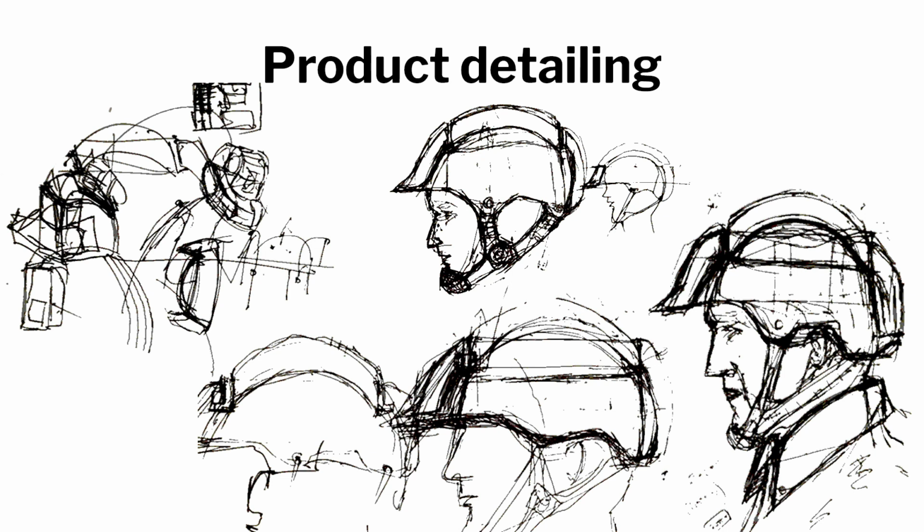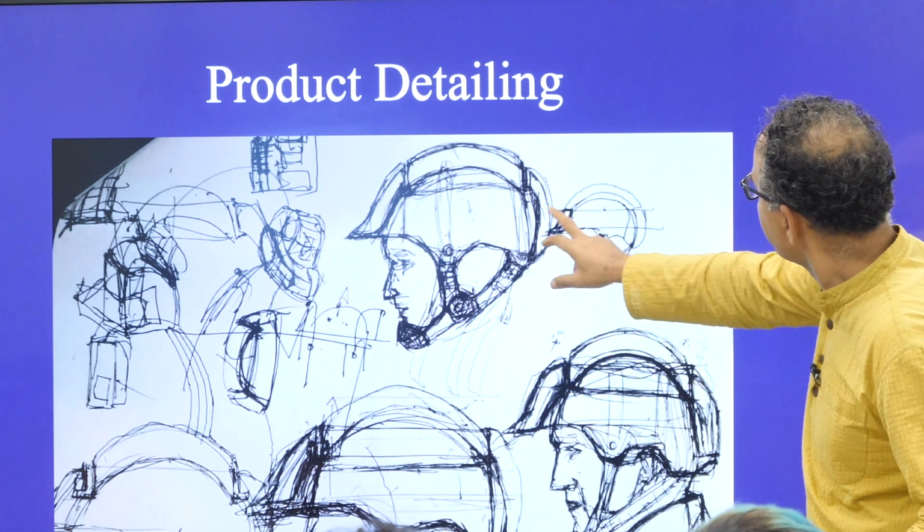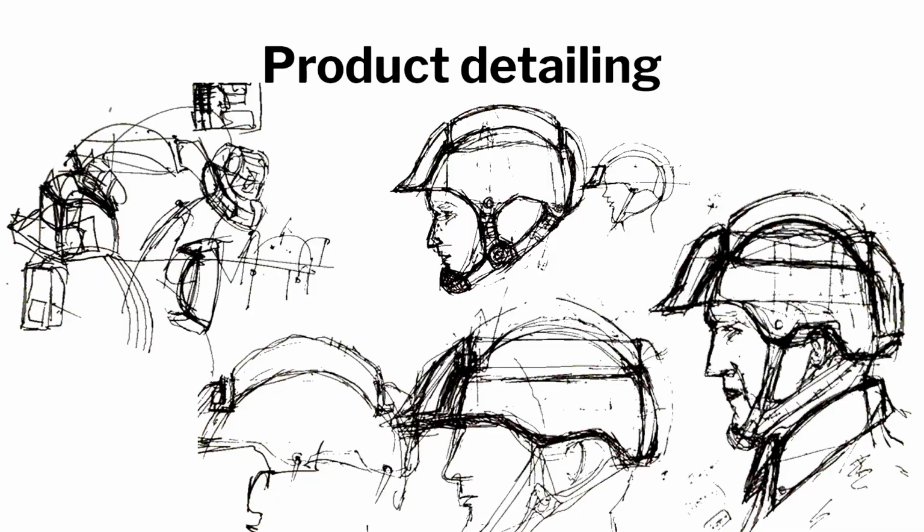So then came all the product detailing aspects. How will you detail out? How will you rivet? How will the shell go in and out? The head dimensions, the control dimensions. How will the dimensions work? What are the other critical things?